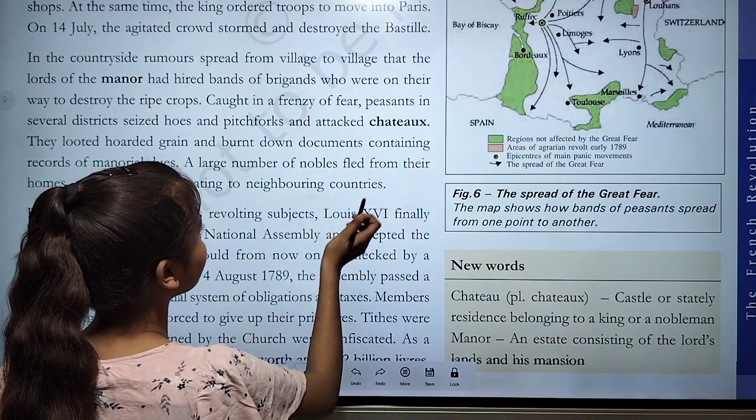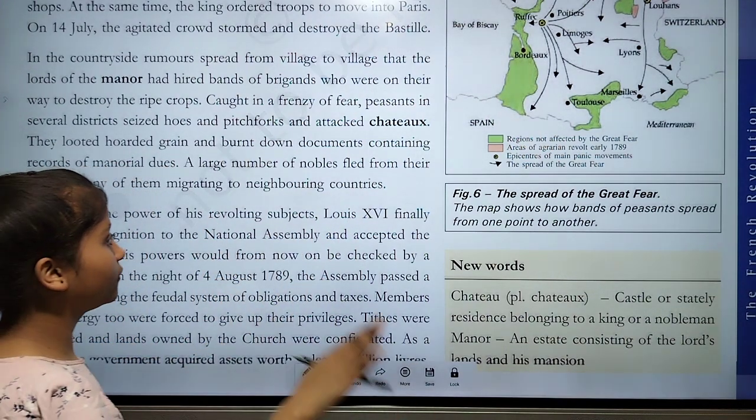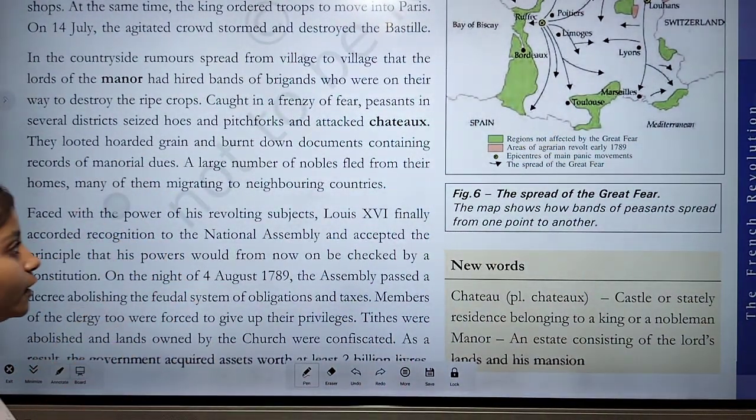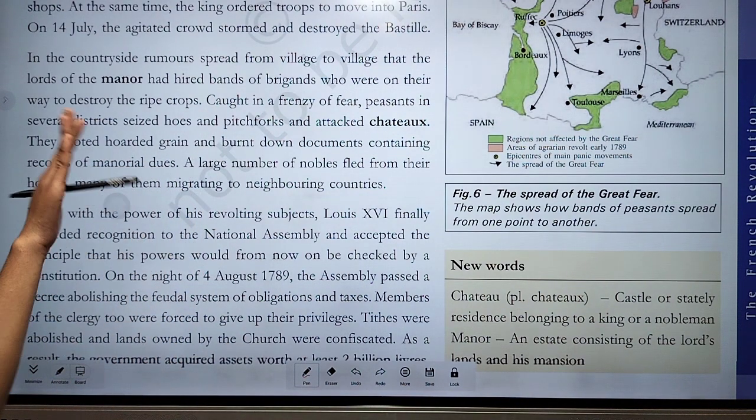A large number of nobles fled from their homes, and many of them migrated to neighboring countries. It means many nobles fled from their homes and many migrated to the neighboring countries.